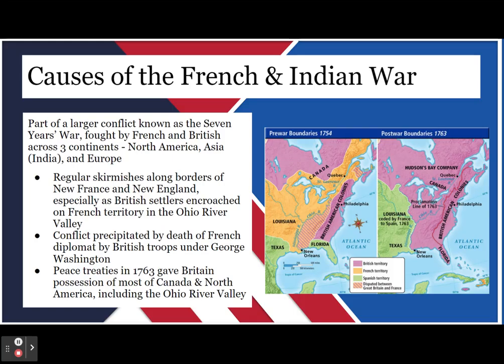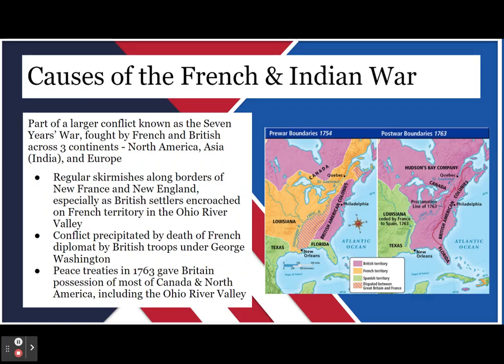Towards the last few years of the war, as fighting wrapped up in Silesia, which is in Europe, you're going to start to see the British sending more troops to North America, and ultimately this is going to be the deciding factor. When the war finally ends in 1763 and the dust settles, the British are victorious in pretty much all of the continents, but certainly in North America.